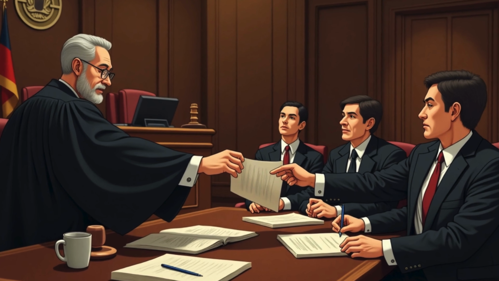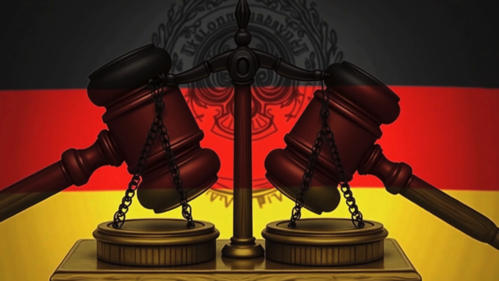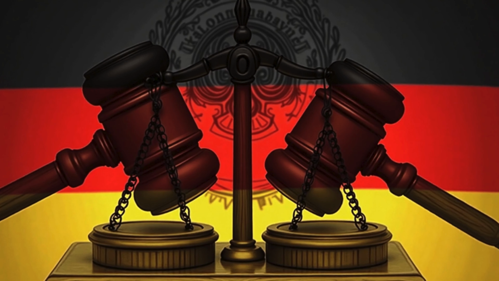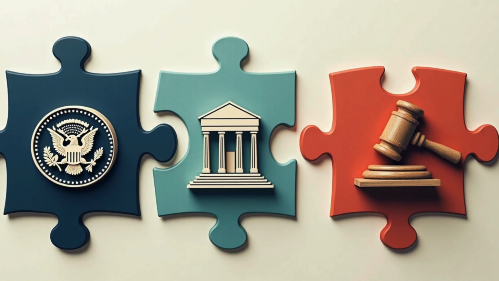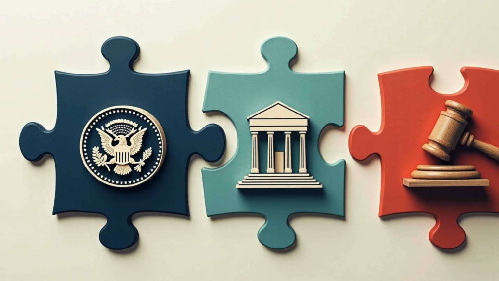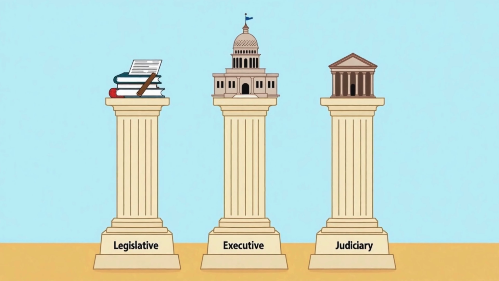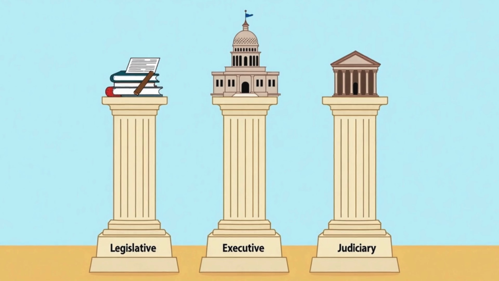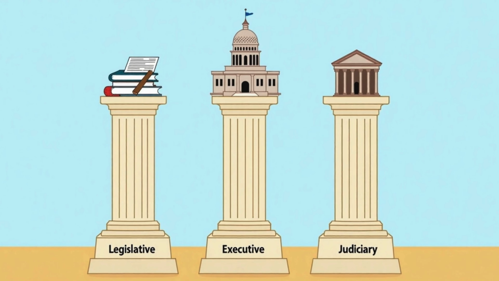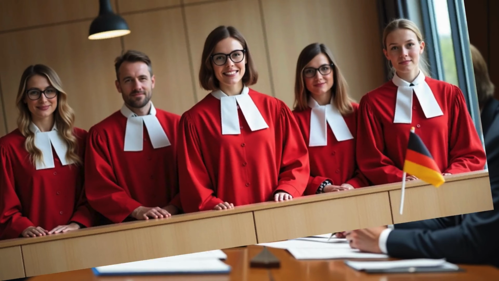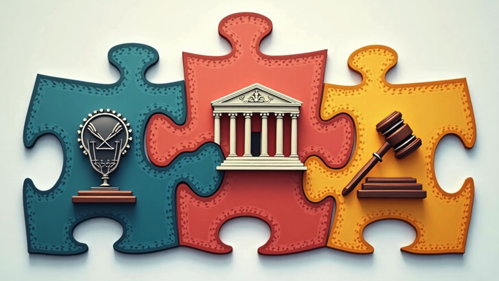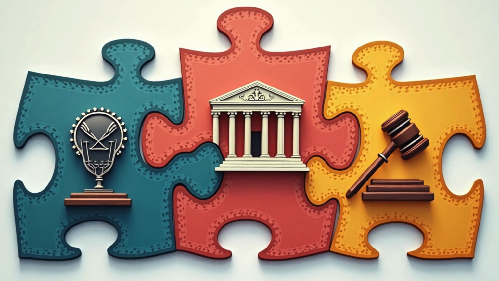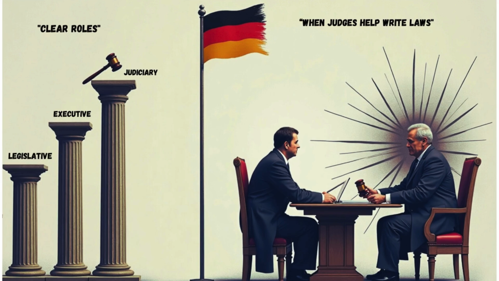Critics say this blurs the separation of powers, which means the roles of lawmakers, judges, and the government get mixed up. But what is separation of powers? When we talk about the separation of powers, we mean that different parts of the government should have different roles, so that no single part has too much power. For example, lawmakers write the laws, judges check if the laws are legal. The government makes sure the laws are followed. Each part should have its own job, so that no one can gain too much power. If judges help write laws, these roles get mixed up, making it harder to trust that the system is fair.